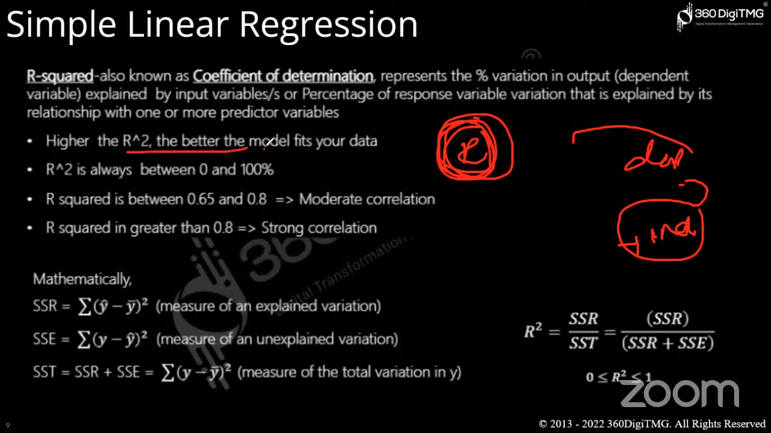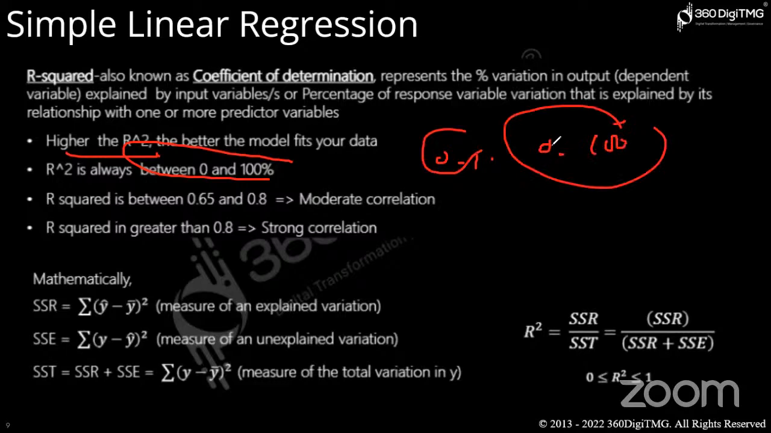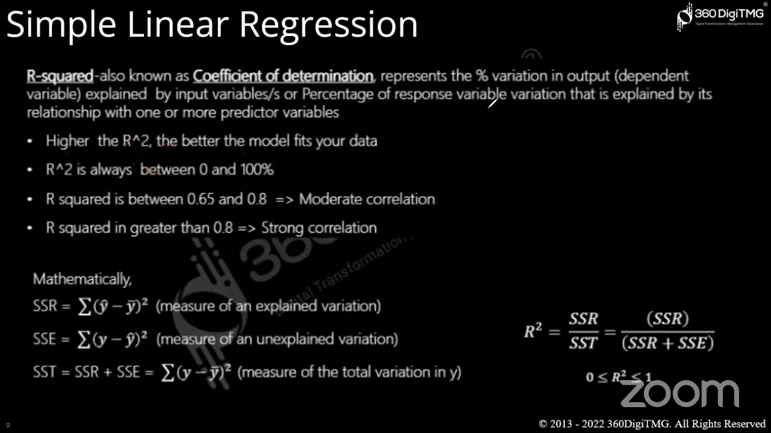So the higher the R square value, the better. Whatever the model that you are using, it is the best fit model. R square values are always between 0 and 1, or you can simply say 0 to 100. So whatever the R square value is, it is always between 0 and 100. If the R square value is between 0.6 and 0.8, in that case we will call it moderate. The model that you are building is moderate, and the correlation is moderate.